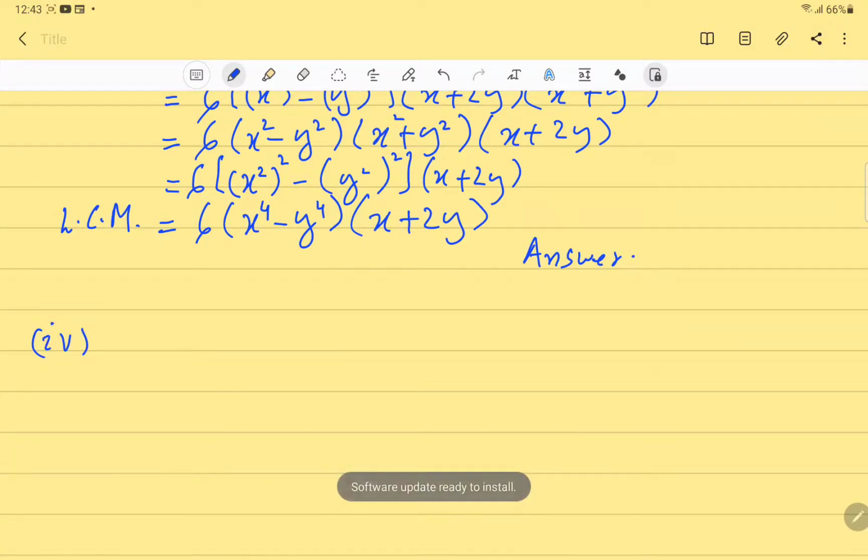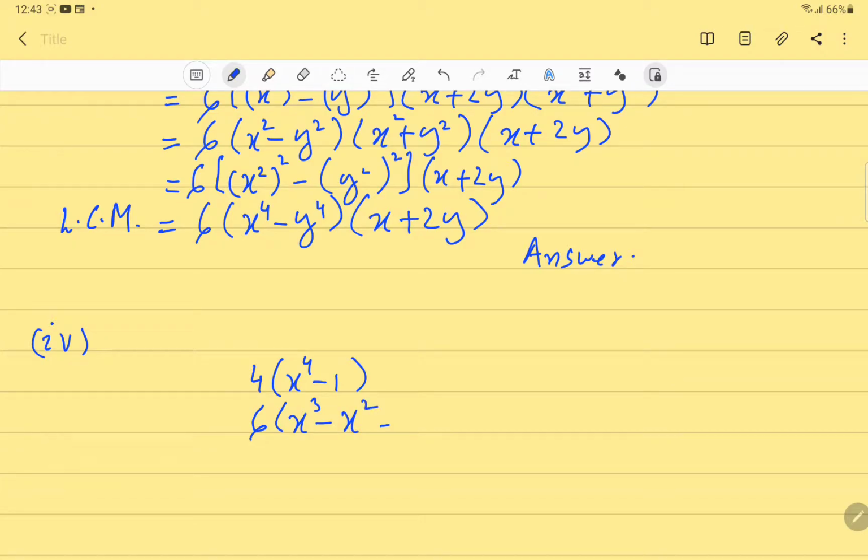In the fourth one, again we have only 2 expressions. The first one is 4 into x raised to power 4 minus 1, and the second one is 6 into x cubed minus x squared minus x plus 1. So like the first 3 questions, we will give some name to these expressions. Let the first one be equal to px and the second one be equal to qx.